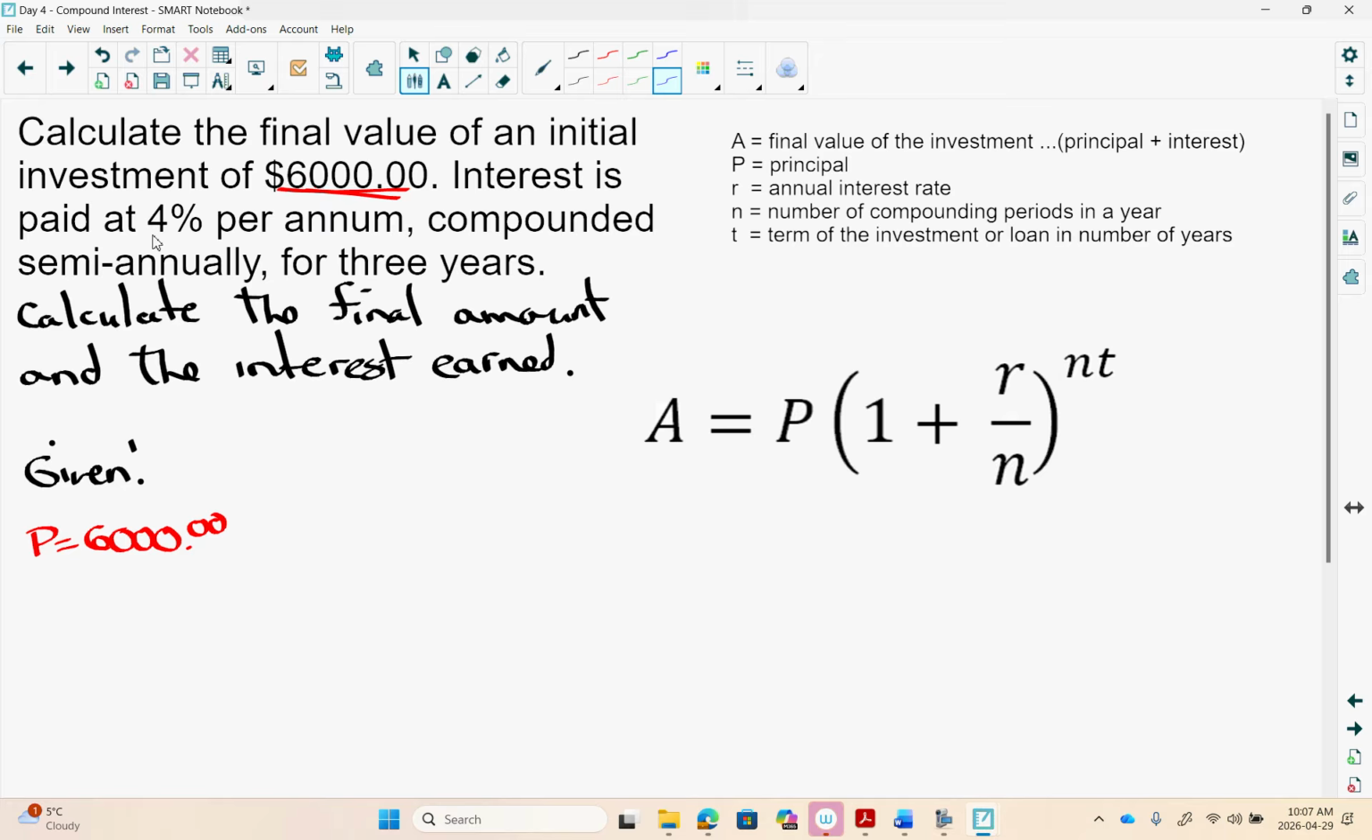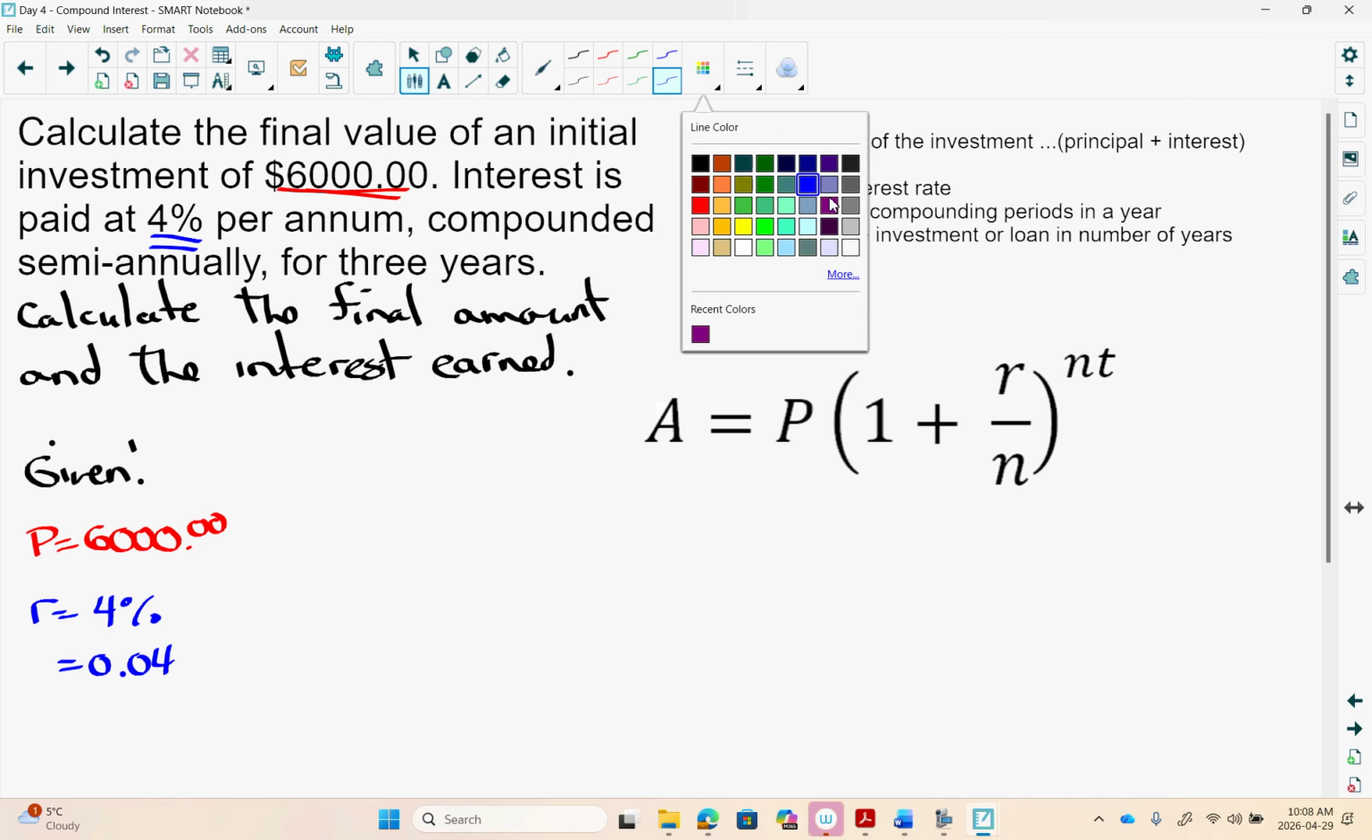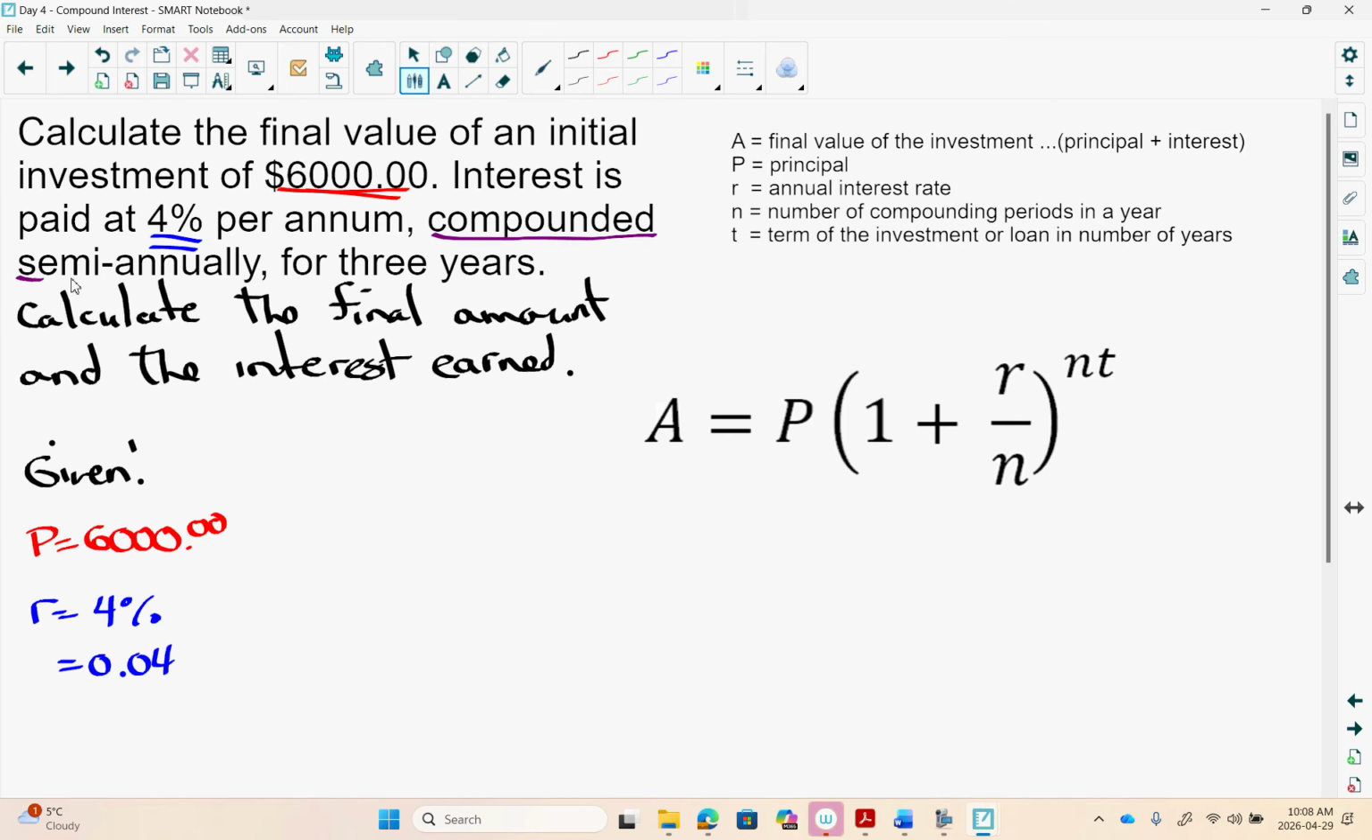What does this represent? The 4%. Okay, what is it though? Which variable? A, if it's not A, it could be P, R, N, or T. It's R, wicked. And 4% as a decimal, 0.04. Divide by 100. Compounded semi-annually. So I know it's compound interest. I know I need the big formula. Semi-annually, what's my N value? What was it? It's 2. Nice. Okay. And I'm leaving it in the bank for 3 years.